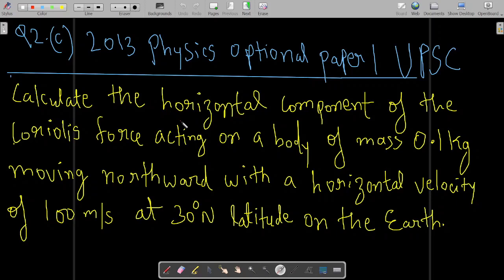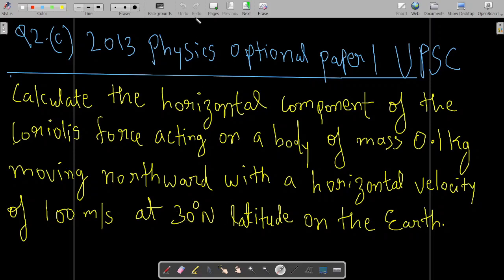The mass of the body is also given to us, that it is 0.1 kg, and it is in the northern hemisphere. Moving northward means it is in the northern hemisphere, and its horizontal velocity is 100 meter per second, and 30 degree north latitude. The latitude of the place where the body is situated is 30 degree north.